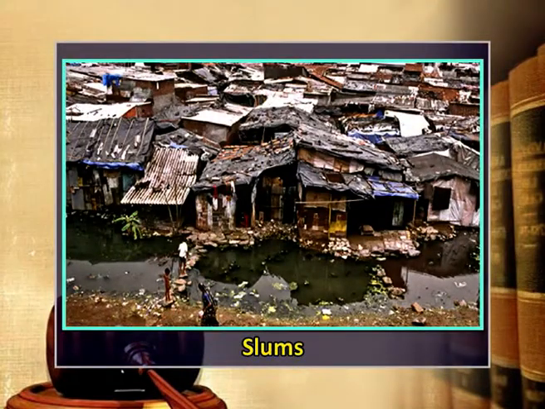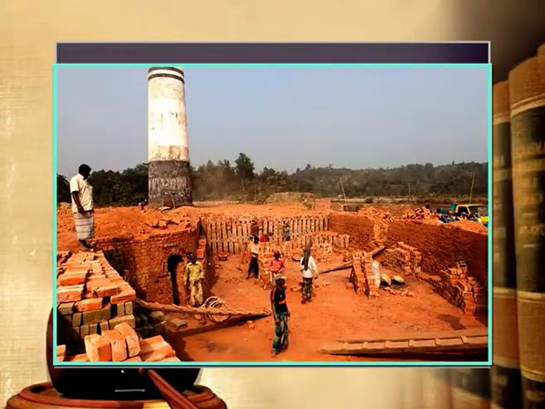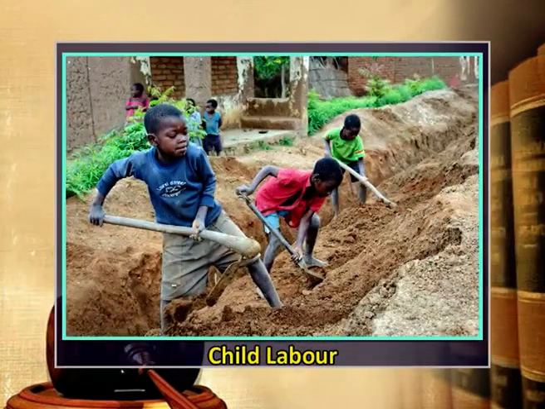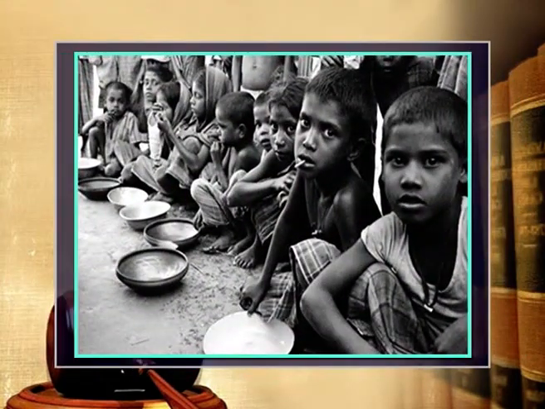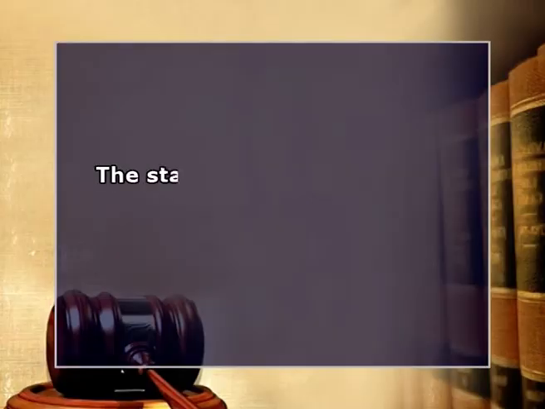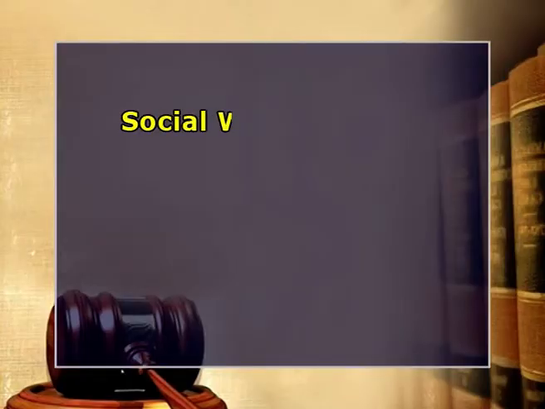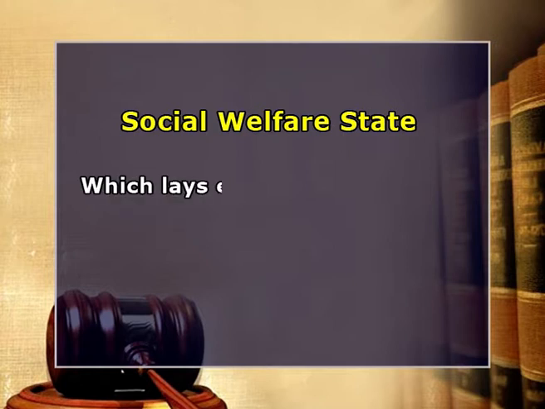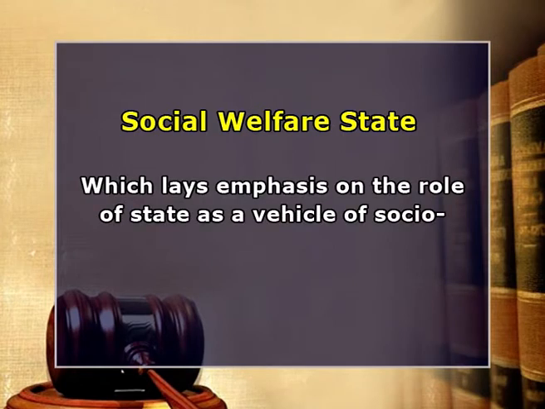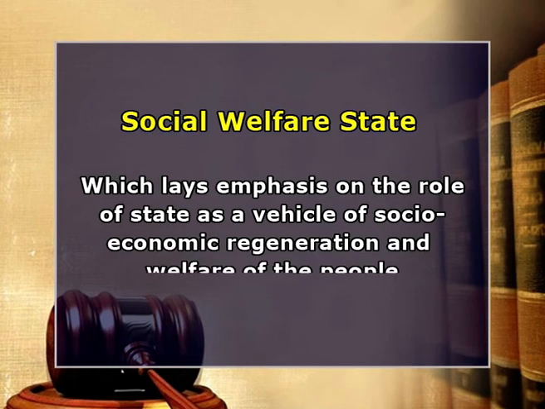On the one hand, there were slums, unhealthy and dangerous conditions of work, child labor, widespread poverty and exploitation of masses, but on the other hand, concentration of wealth in a few hands became the order of the day. The state started to act in the interests of social justice, and it assumed a positive role. In the course of time, out of the dogma of collectivism, emerged the concept of the social welfare state, which lays emphasis on the role of the state as a vehicle of socio-economic regeneration and welfare of people.